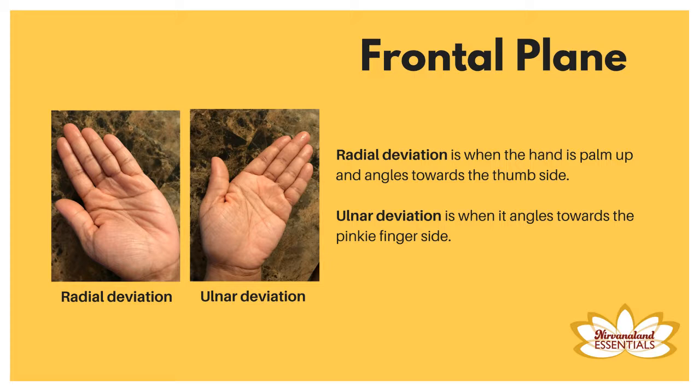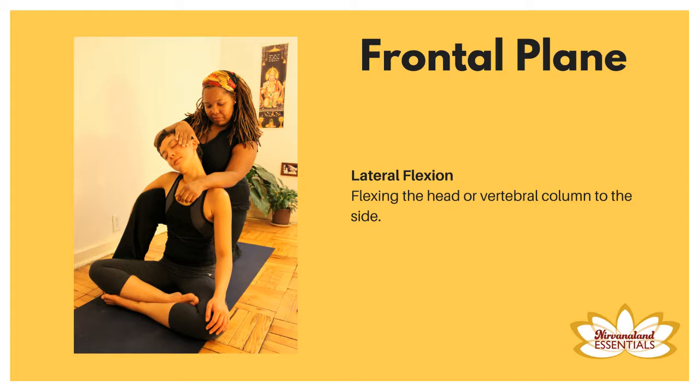Abduction and adduction at the wrist joint are called radial deviation and ulnar deviation. Radial deviation is when the hand is palm up and angles towards the thumb side, or the radius bone in the forearm. Ulnar deviation is the opposite. It's when the hand is palm up and angling towards the pinky finger, which is also angling towards the ulnar bone in the forearm. Lateral flexion flexes the head or the vertebral column to one side. This is a head and vertebral column movement only. So in the picture, I'm doing a neck stretch using my forearm, and her head is in lateral flexion.